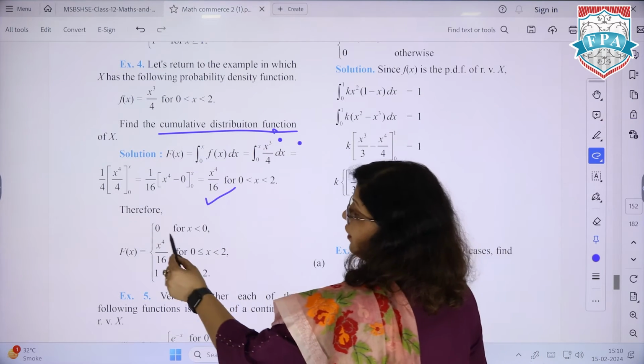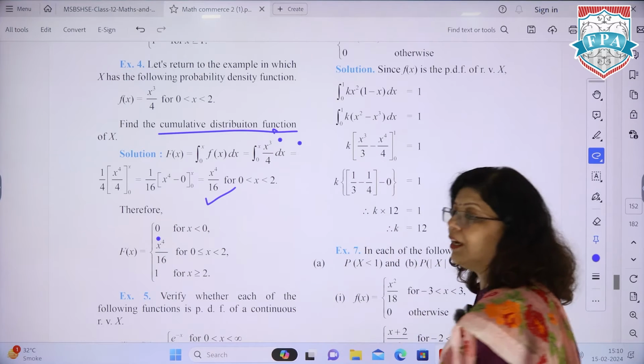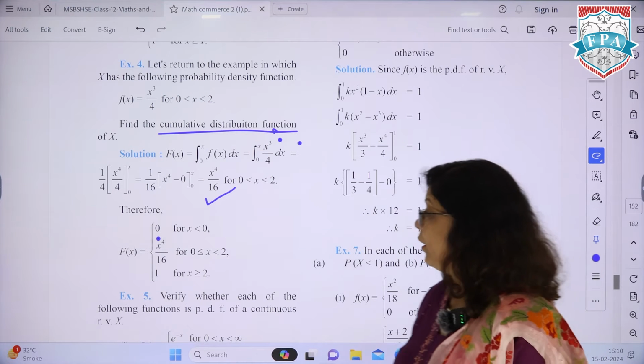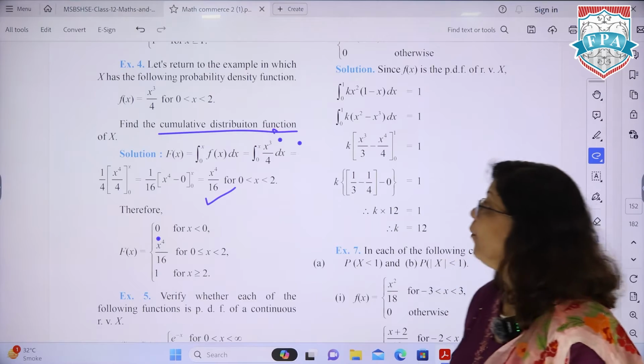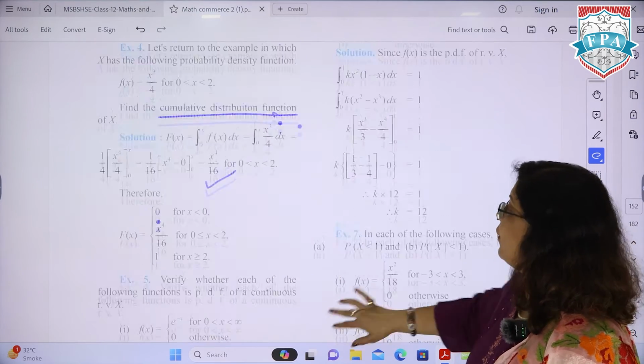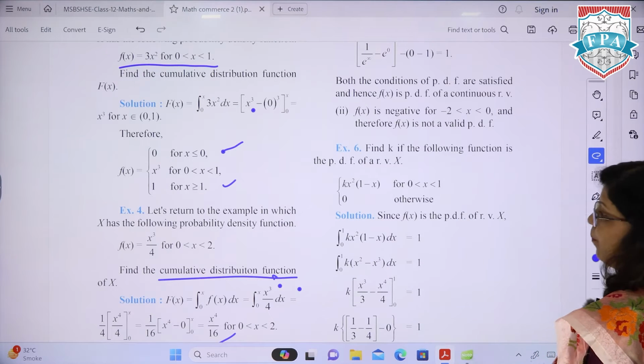Less than 0, it is 0. From 0 to 2, it is x to the power 4 by 16. And for greater than or equal to 2, it is equal to 1. Okay, so once we come to this way, we can give the PDF also of various values.